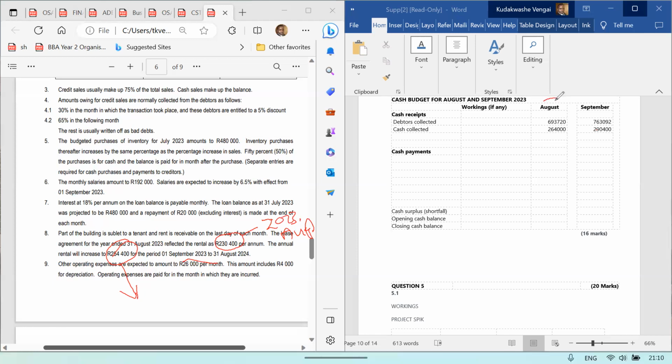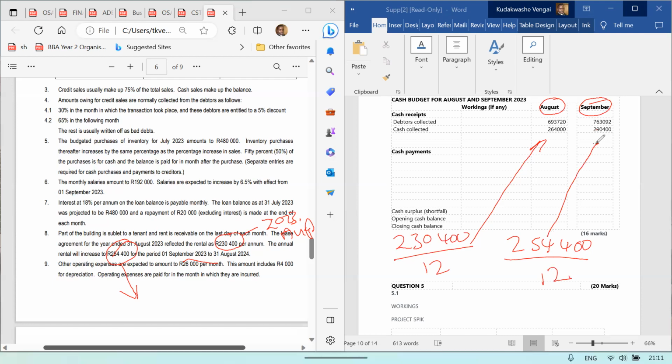And remember, we are doing here a cash budget for months. So for you to get to know what was the rent for August, you need to know the total amount per year. So we are told here up to August, they paid 230,400 for the full year. So we divide it by 12 and we put our answer there, right? We look for September. We are told here from September to next year, they're going to pay 254,400. So we also divide it by 12 and we put our answer under September, right? So I'm going to do the calculation. Is it clear how we are going to go there?